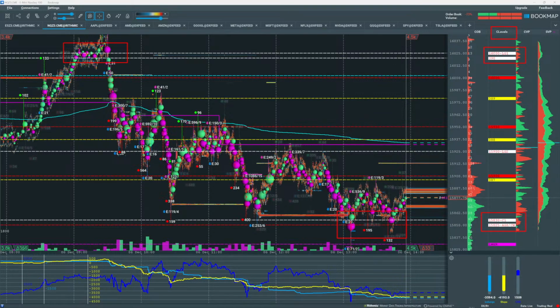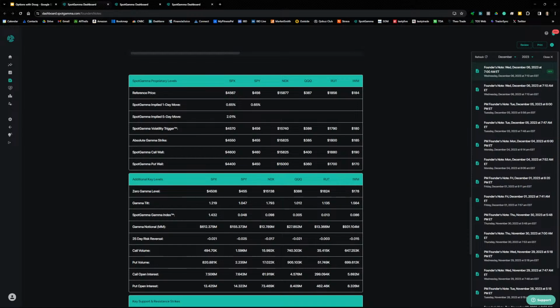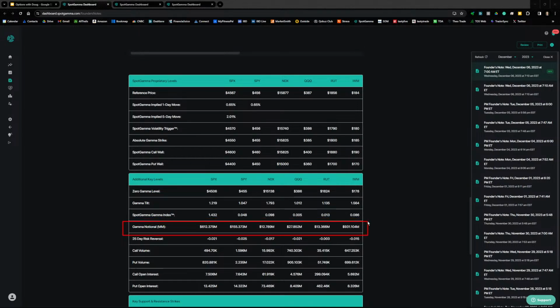All right, so that is the levels in play for the S&P 500 and NASDAQ. Let's take a look at gamma notional to see how market makers were positioned on the gamma curve at the beginning of the day. This information is available in the Spotgamma AM Founders Note, updated once daily. This is gamma notional, market makers' position on the gamma curve for the S&P 500, NASDAQ, and Russell 2000.